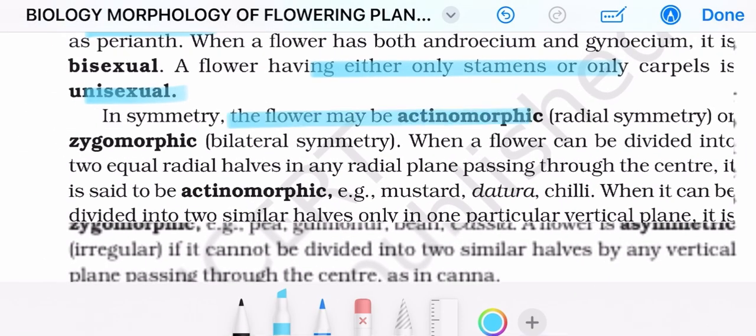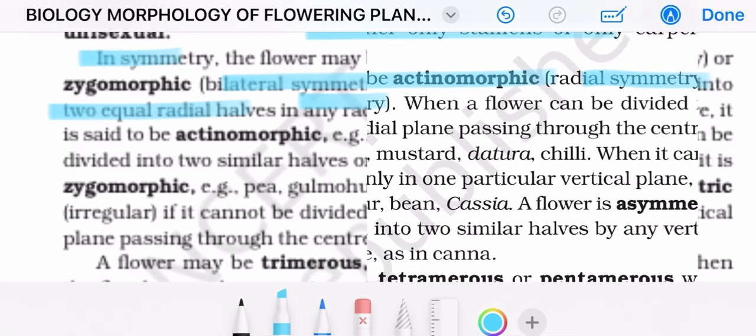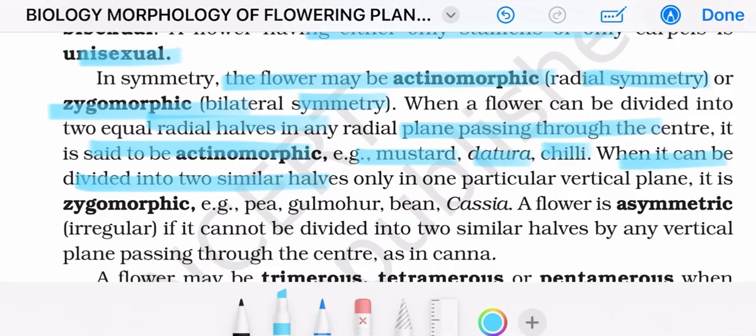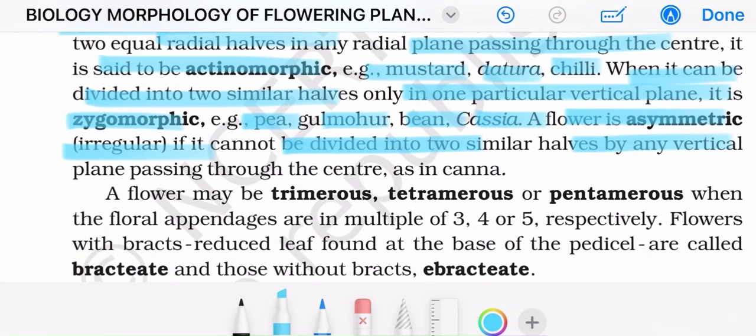In symmetry, flowers may be actinomorphic or zygomorphic, which is bilateral symmetry. When a flower can be divided into two equal parts in any radial plane passing through the center, it is actinomorphic, as in mustard, datura, chilli. And when it can be divided into two similar halves only in one particular plane, it is zygomorphic, as in pea, gulmohar, bean, cassia. A flower may be asymmetric, irregular, if it cannot be divided into two similar halves in any vertical plane passing through the center, as in canna.